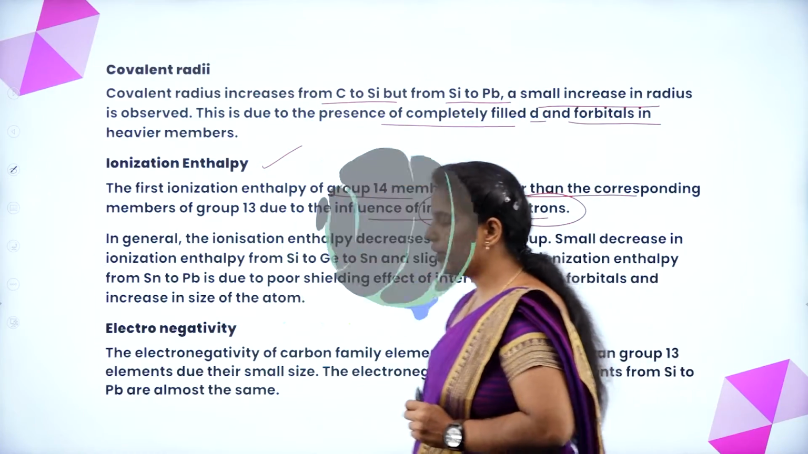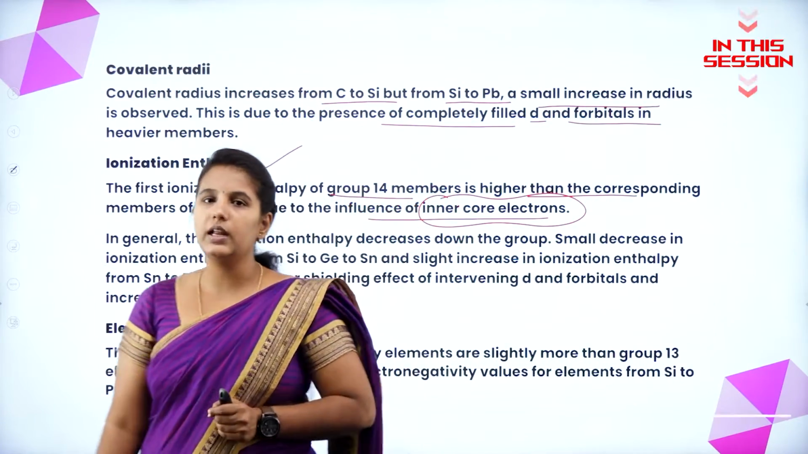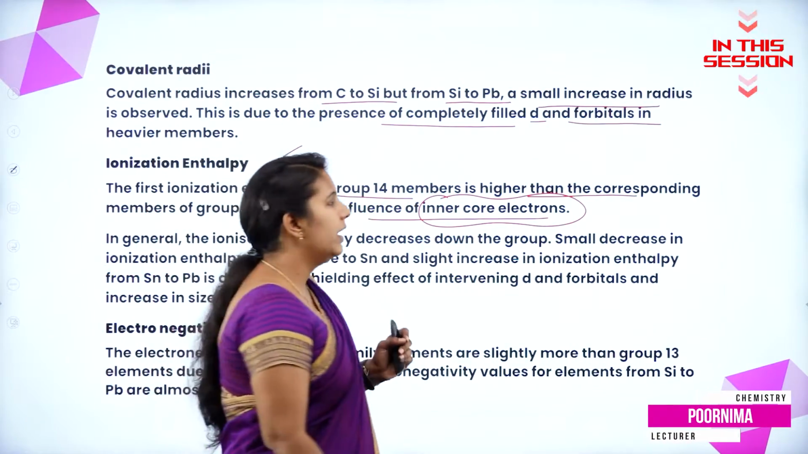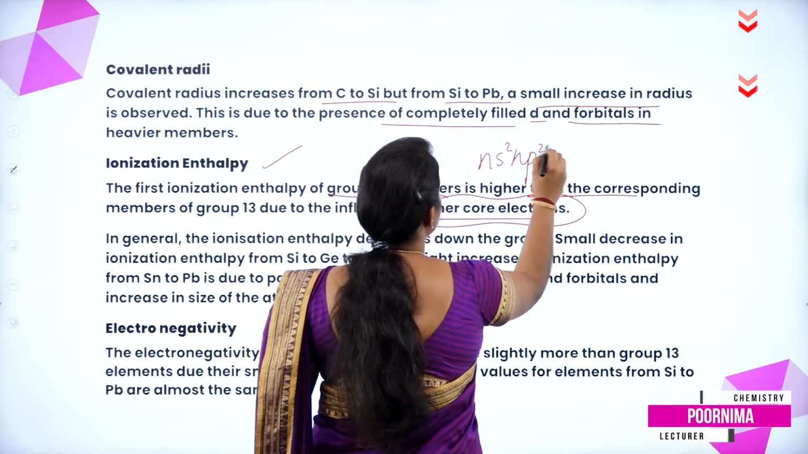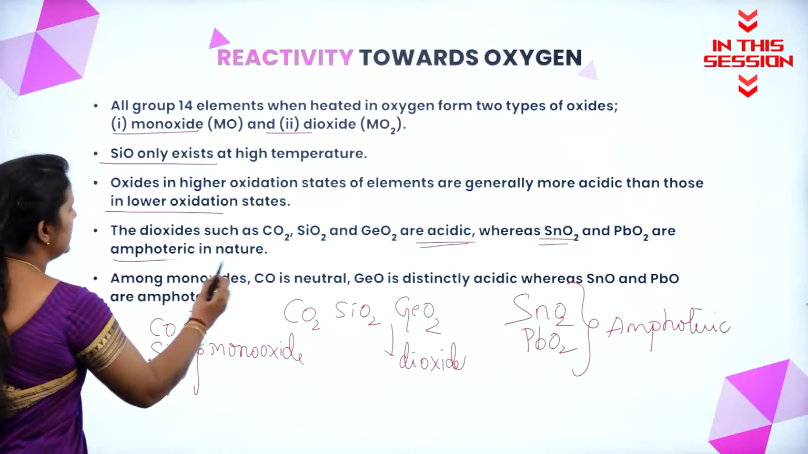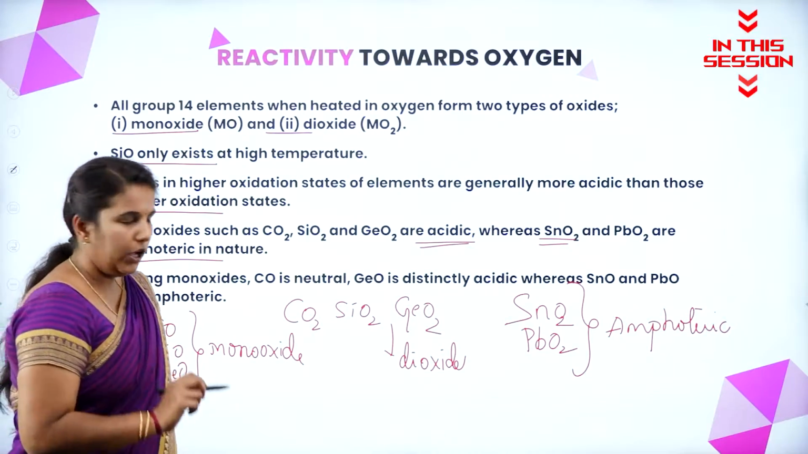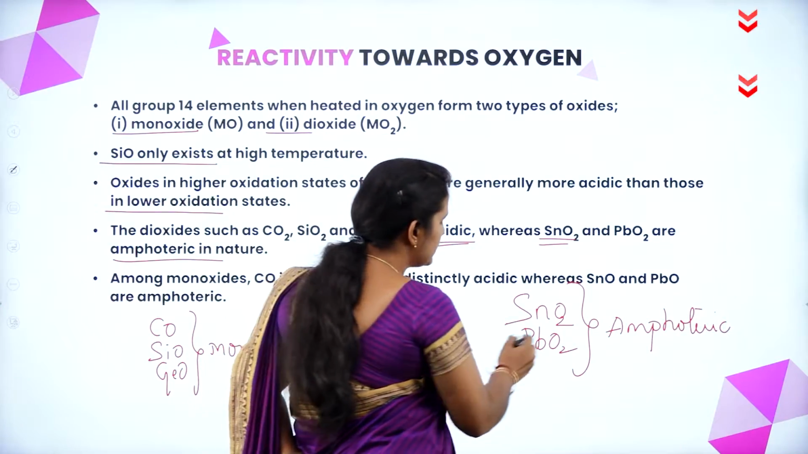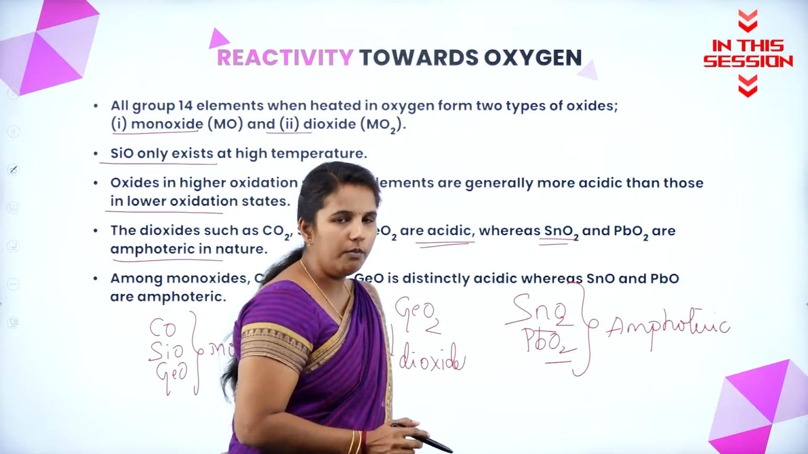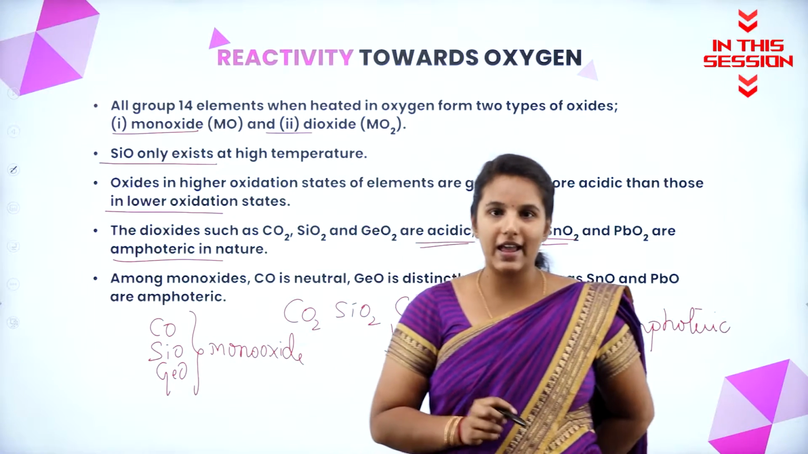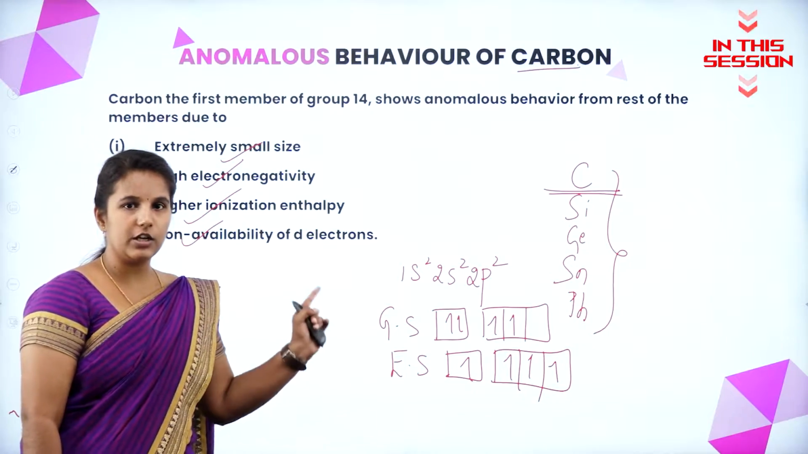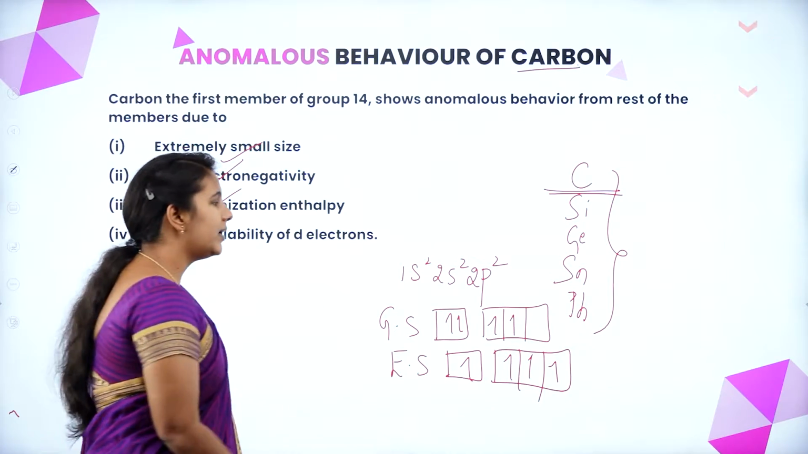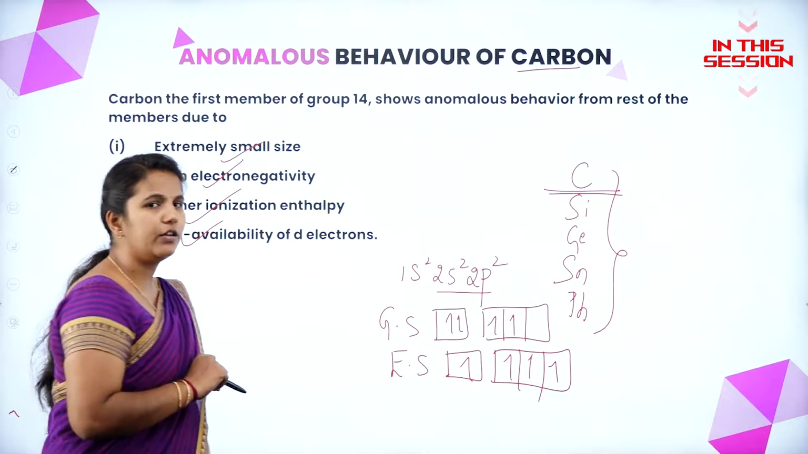What is the inner core electron? We already know that group 14 elements have a general electronic configuration of ns2np2. This is the outermost electronic configuration. So why is it known as amphoteric in nature? Because these two elements, when they exist in dioxide form, can behave like an acid as well as a base. If you see the electronic configuration in the ground state and excited state, you can clearly understand that there is no involvement of the d orbital.